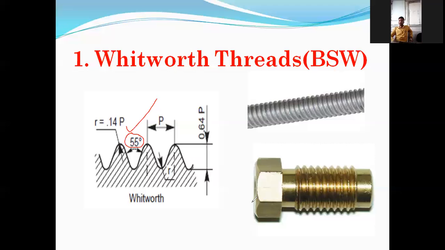55 degrees. And what is the application? We discussed the Whitworth thread or BSW thread. What is the application of this? Anybody remembering? Leak proof. Leak proof application.